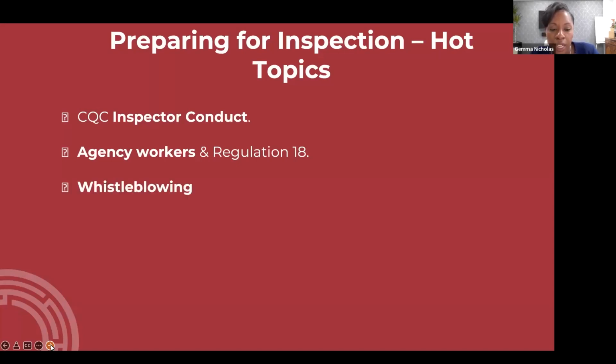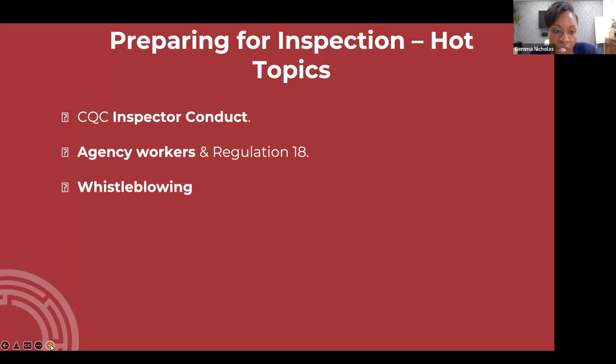Another hot topic is whistleblowing. So whistleblowing in the care sector is basically the term used when someone raises concerns about poor practice or wrongdoings which cause harm or risk of harm to service users, colleagues, or the wider public. Have a whistleblowing policy in place, but also an open door policy does help, whereby staff can raise concerns with the service in the first instance. So whistleblowing really should be a last resort.